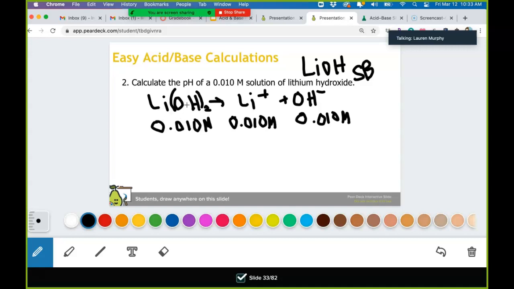If I would have where there's like 2 hydroxide, like calcium hydroxide or strontium hydroxide or barium hydroxide.